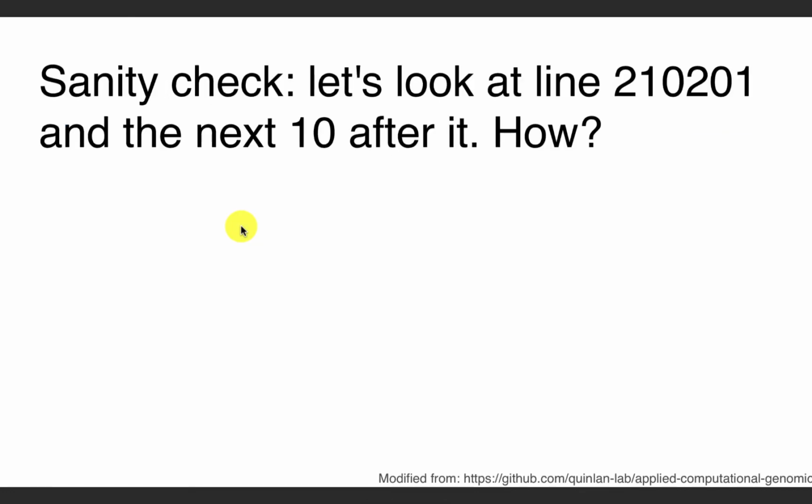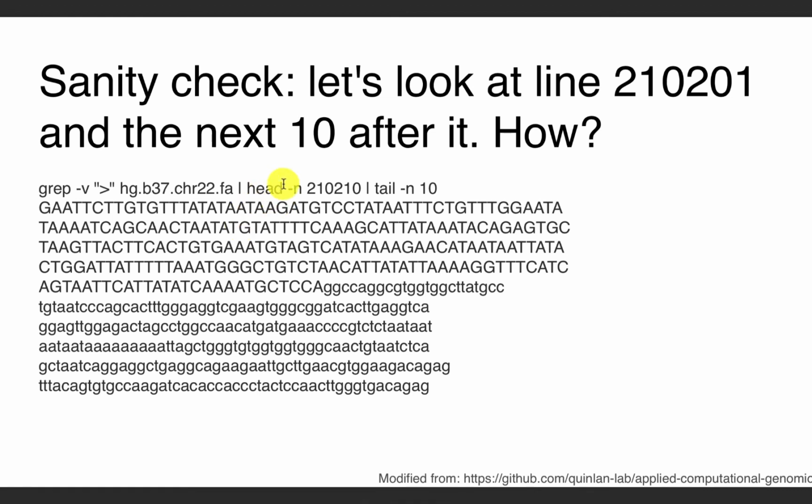You could think about how you might look at the next 10 lines after 210,201, but I've got it right here for you. Kind of a dirty way to do it is to pipe to head and show lots of lines, but then say I only want to look at the last 10. So here we're grepping for everything except that first caret, piping it and saying, let's look at the first 210,210 lines, but I only want to look at the last 10 of that subset. And so we really should just get those 10 lines there.